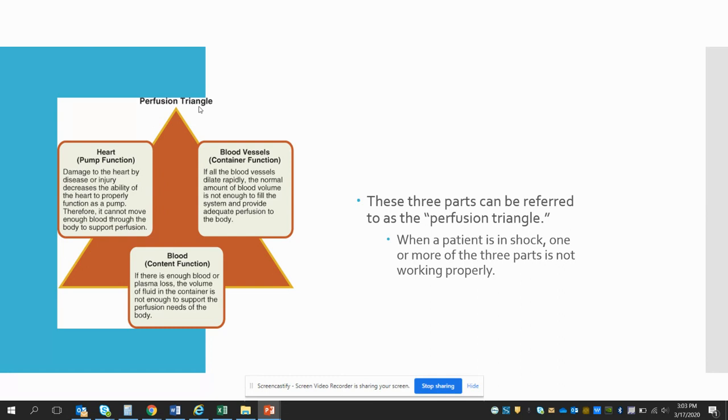Looking down at the blood or content function, if there's enough blood or plasma loss, the volume of fluid in the container is not enough to support the perfusion needs of the body. That's pretty self-explanatory. This is going to come from a blood or fluid loss. Now, with the container function or the blood vessels, that's where things start to get a little bit more tricky. If all of the blood vessels dilate rapidly, the normal amount of blood volume is not enough to fill the system and provide adequate perfusion to the body.